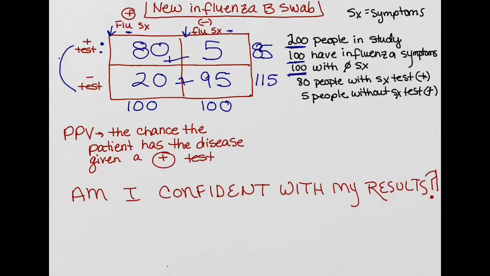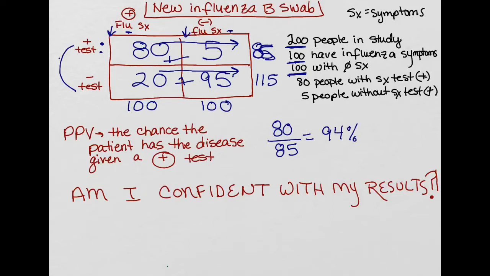When we're calculating predictive values, you're going to calculate on the horizontal level. This is different than sensitivity and specificity, where you are calculating using more of the vertical portion of the box. So we need to take the amount that tested positive that have flu symptoms. You put 80, and you divide that by the total number of people that had a positive test, which is 85. You divide that out, and the answer is 94%.